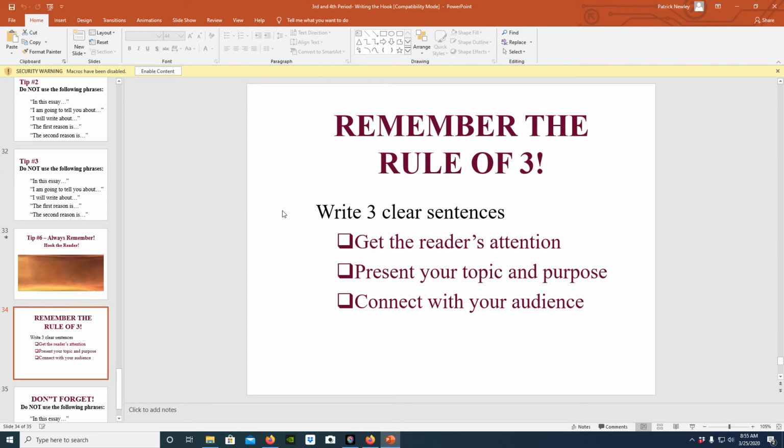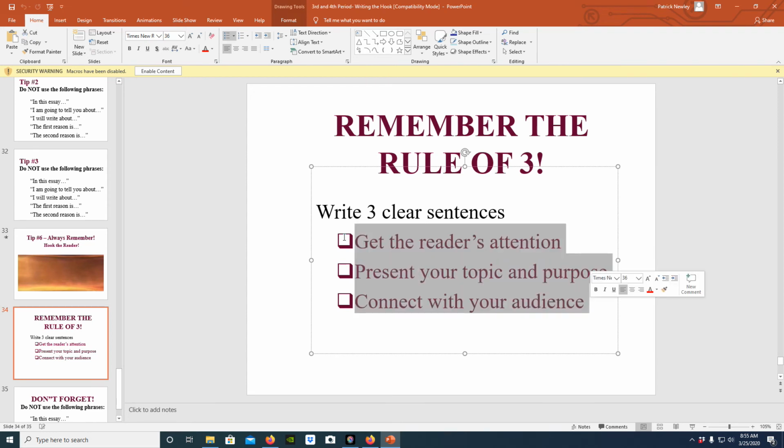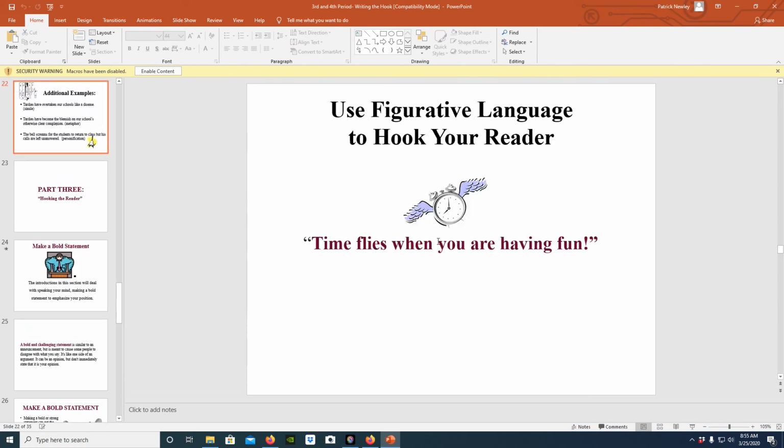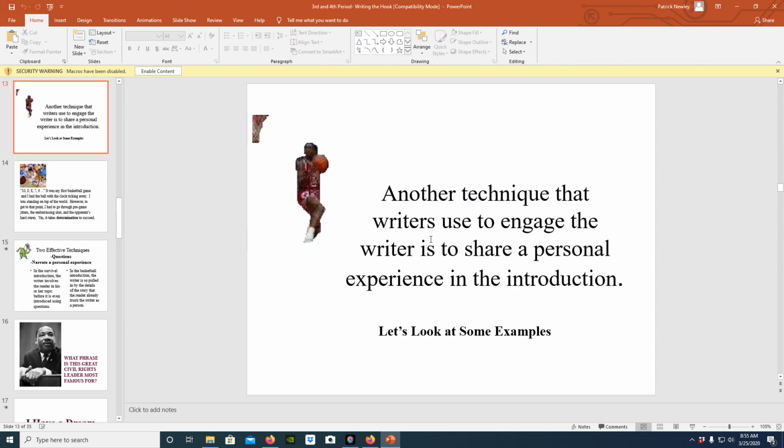So here are the three rules that I want you to remember as you're writing your hook. Three rules. You can take a picture of this particular screen if you want. You need to get the reader's attention. You need to present your topic and your purpose, and then you need to find a way to connect to your audience. Otherwise, you're going to have struggles with being able to build your belief in your paper by the reader.